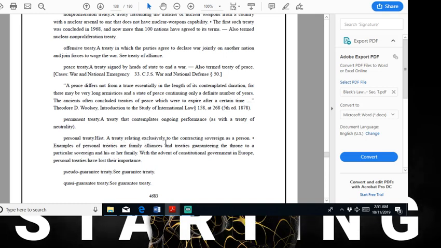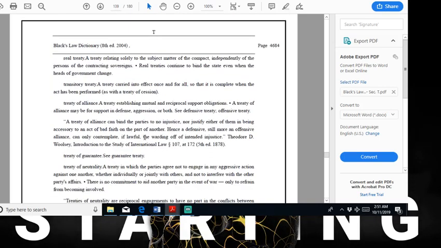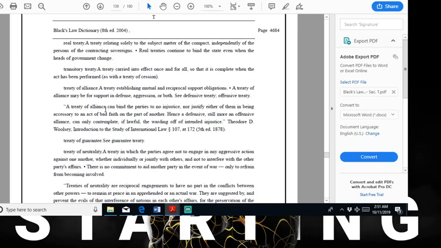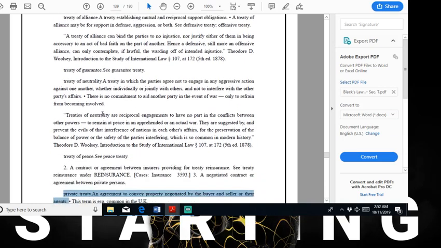relating exclusively to the contract sovereign as a person. Example: personal treaties are family alliances and treaties guaranteeing the throne to a particular sovereign and his or her family. With the advent of constitutional government in Europe, personal treaties have lost their importance. So, real treaties. I done showed y'all this stuff before, just breaking all this stuff down and understanding this country, what these different terms mean.